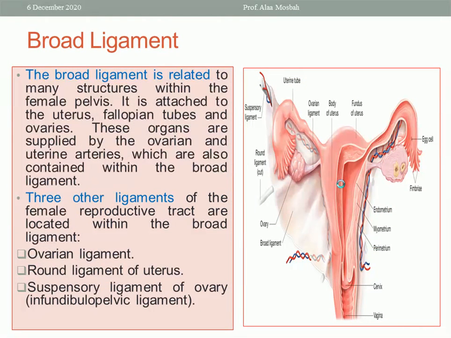So the broad ligament is related to many structures within the female pelvis, attached to the uterus, fallopian tubes, and ovaries. These organs are supplied by the ovarian and uterine vessels, which are also contained within the broad ligament. Okay. There are 3 other ligaments inside the broad ligament: the ovarian ligament, round ligament, and suspensory ligament. So the ovarian ligament is this one, the round ligament is this one, and the suspensory ligament is this one. Another 3 ligaments inside the broad ligament.